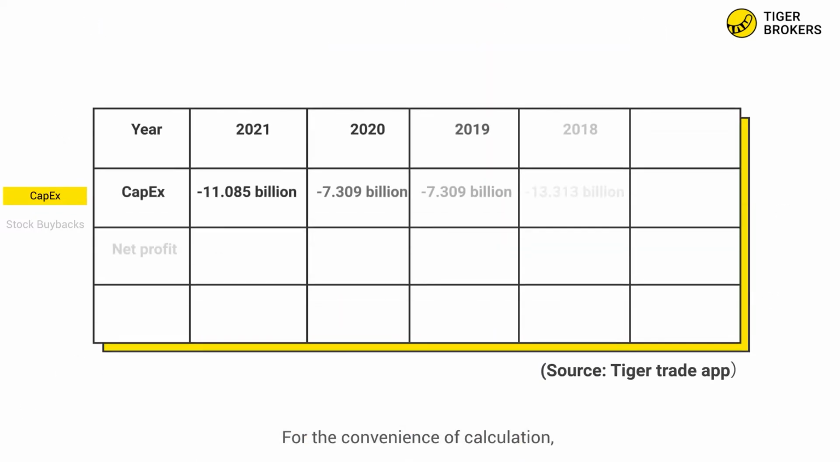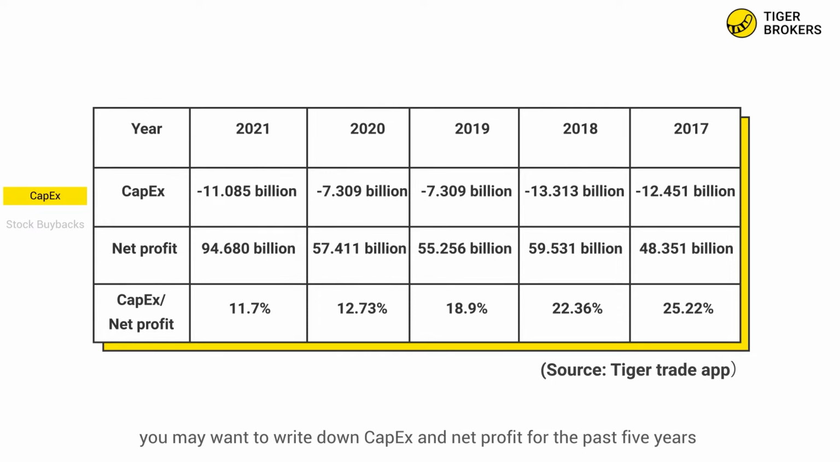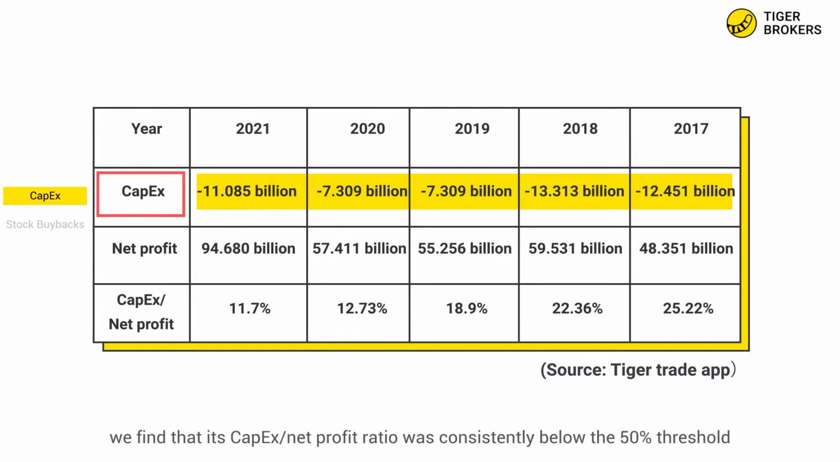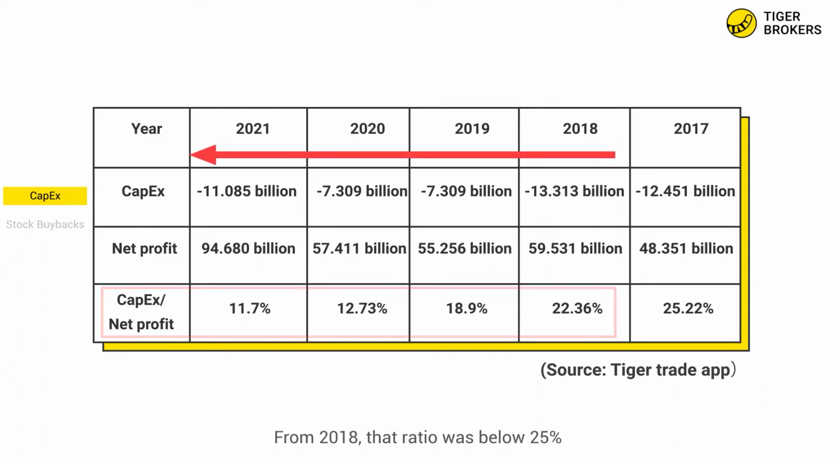For the convenience of calculation, you may want to write down CAPEX and net profit for the past 5 years and summarize them in a table. For example, using Apple's cash flow statements for the past 5 years, we found that its CAPEX net profit ratio was consistently below the 50% threshold. From 2018, that ratio was below 25% and continued to decline further year by year.